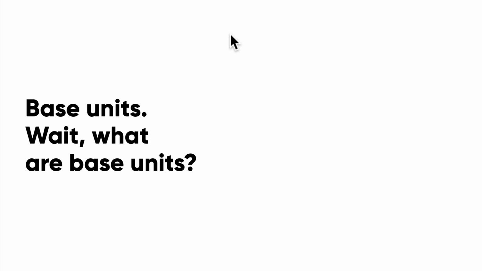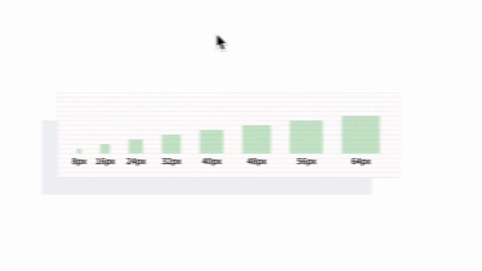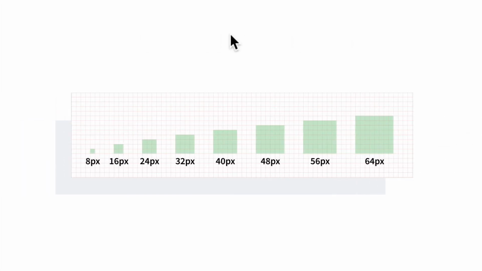Now, this is what defines what every single measurement will be a multiple of. Why? This makes our designs consistent, improves how we hand off to developers, and reduces the amount of decisions we need to make as a designer. So, what should you set your base unit to? I use an 8-pixel base unit because it makes scaling for a variety of devices really easy.